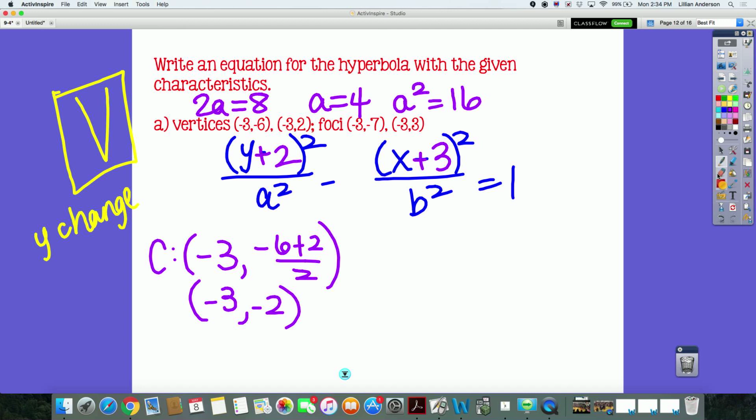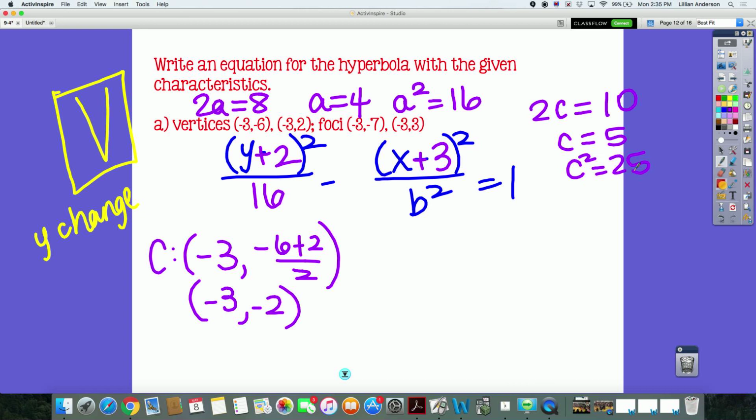So then we know that the denominator right here is going to be 16. Now, the distance between our foci is not going to be equal to 2b, but it's going to be equal to 2c, okay? Because from the center to your foci, that is basically c units. So from foci to foci, that's 2c. The distance between our foci is 10 units, so then we're going to divide that by 2, and then we're going to square it to get c.